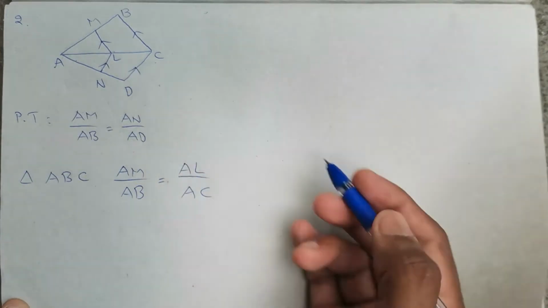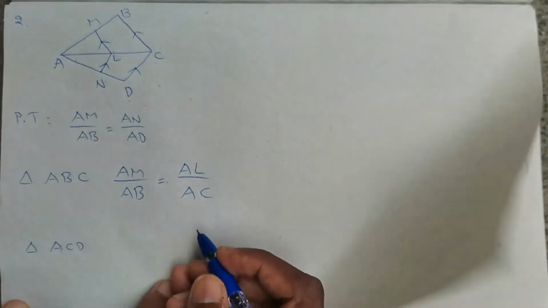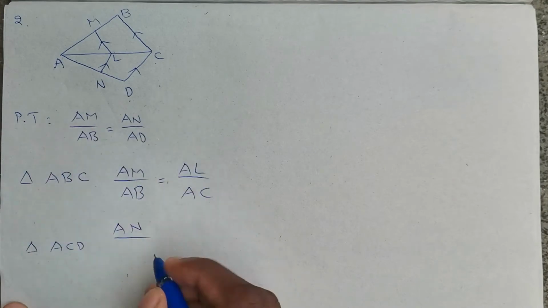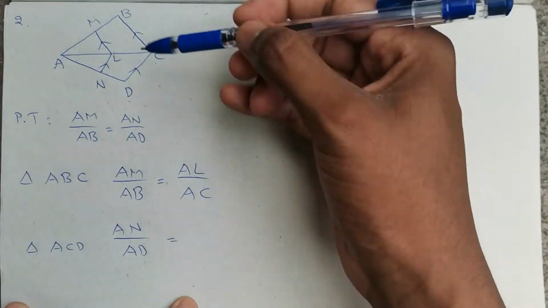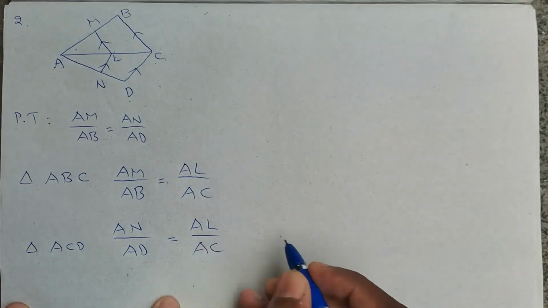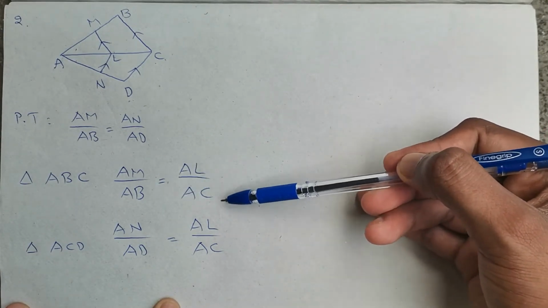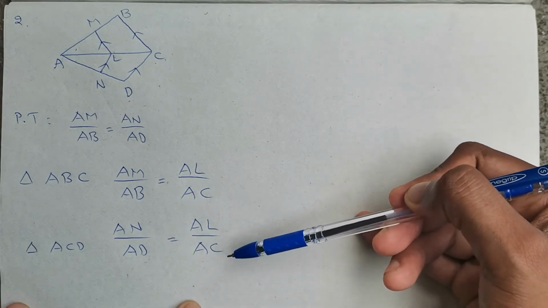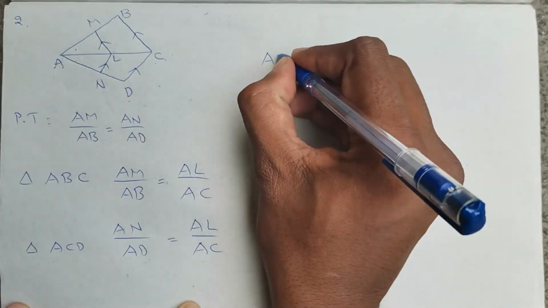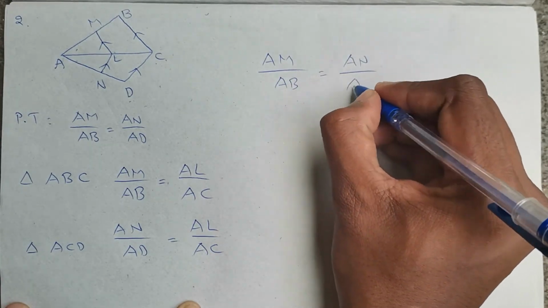Now if we take the lower triangle, triangle ACD, upper one AN divided by total AD is equal to upper one AL divided by total AC. Now from these two equations, AM by AB is equal to AL by AC, AN by AD is equal to AL by AC. So we can conclude AL by AC, AL by AC both are equal, so obviously these two are equal to each other. So AM by AB is equal to AN by AD.